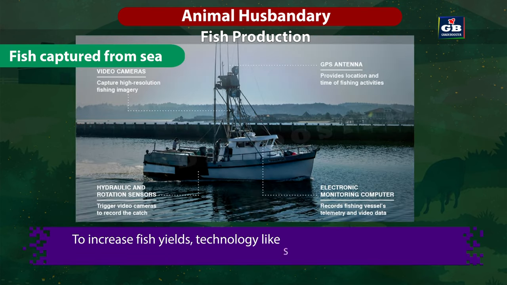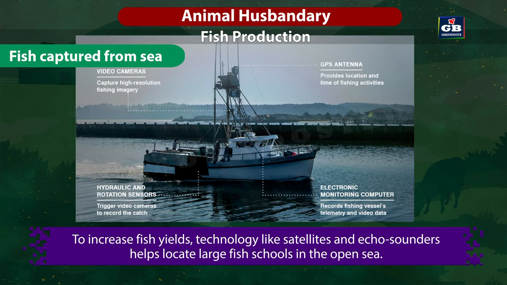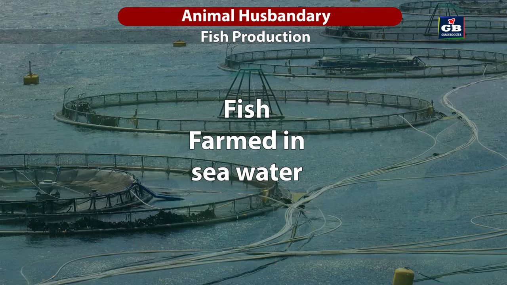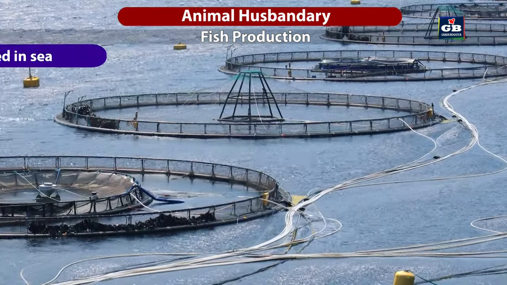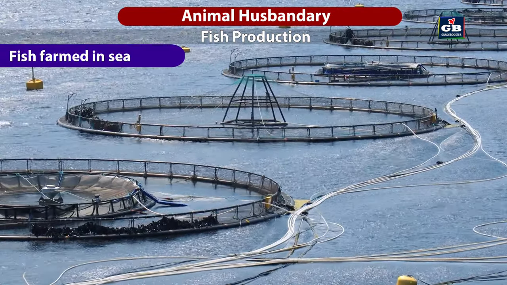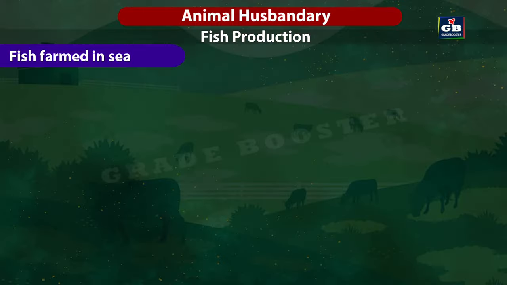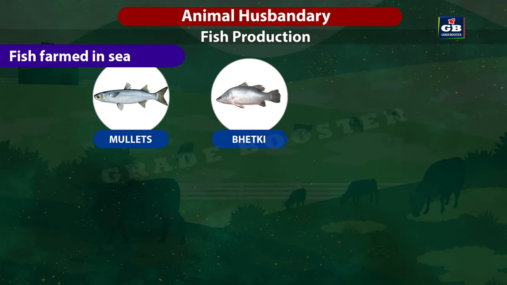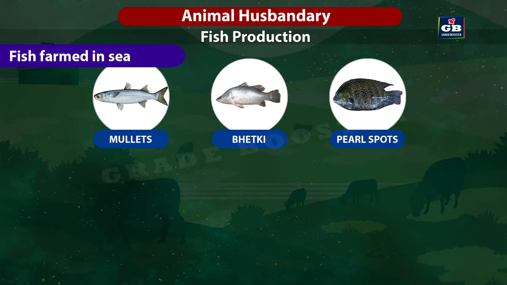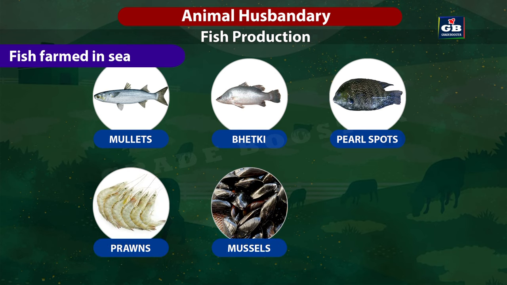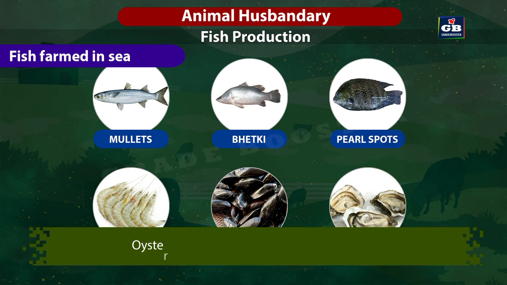To increase fish yields, technology like satellites and echo-sounders help locate large fish schools in the open sea. Fish farmed in seawater. Some valuable marine fish are also farmed in seawater, including finned fishes like mullets, bhetki, and pearl spots, as well as shellfish like prawns, mussels, and oysters. Oysters are also cultivated for making pearls.